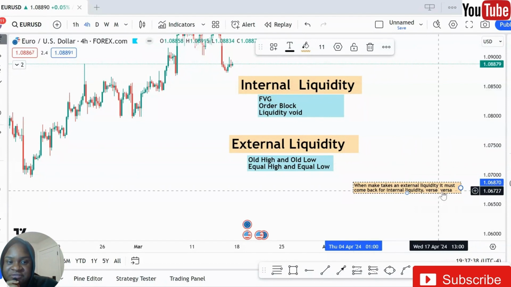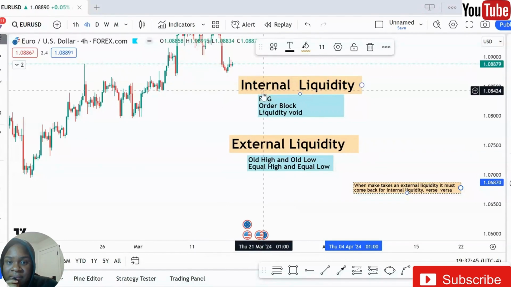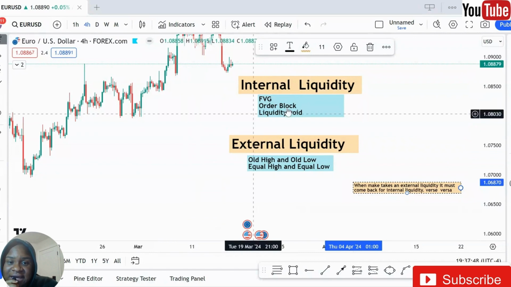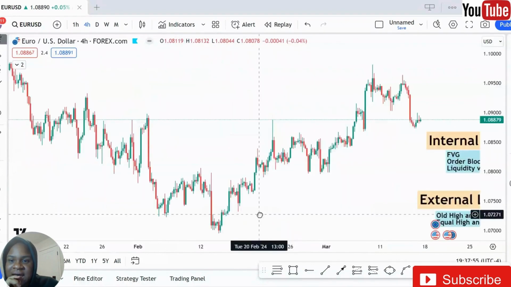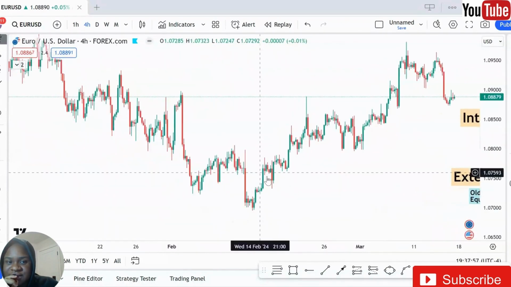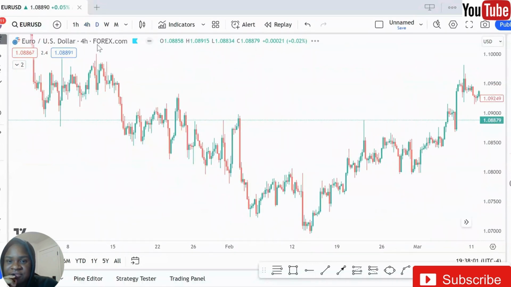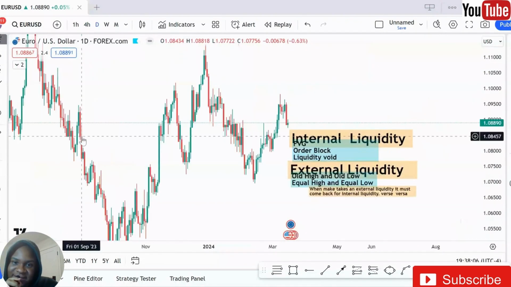So when I say vice versa, it means that if market takes out internal liquidity, market is coming back to take external liquidity. And if market takes external liquidity, market is coming back to take internal liquidity. It's like a game. I'm going to use EUR/USD to show you how it works. Now, let me go to a higher time frame of 1 day. This is a 1 day chart.